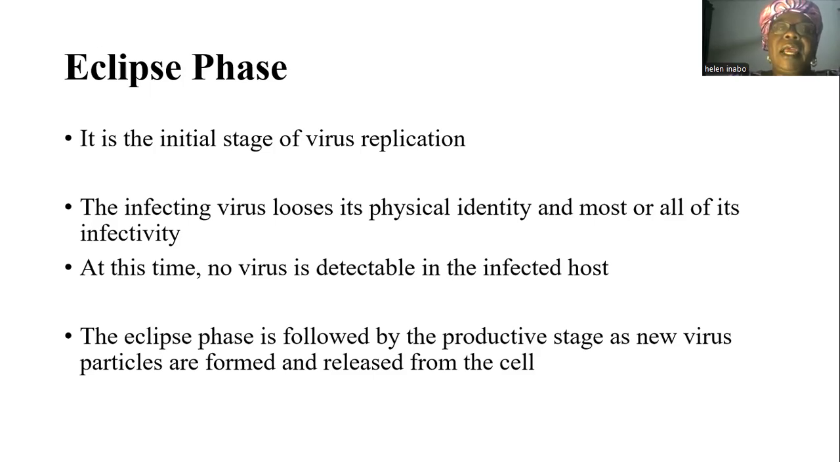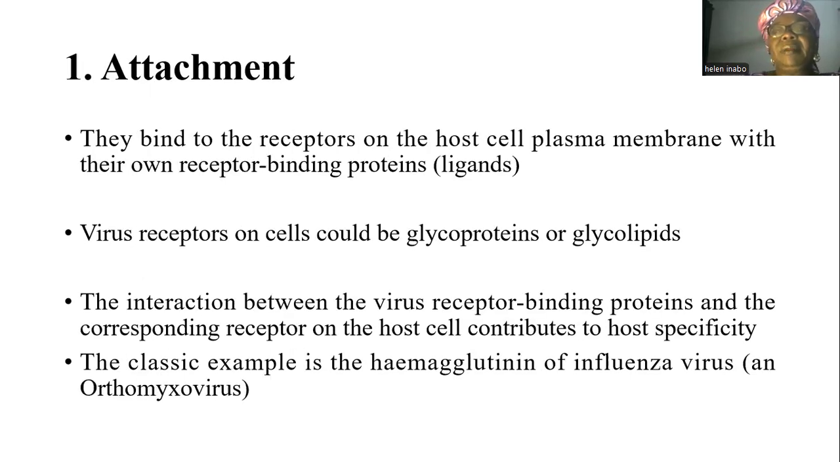There is an eclipse phase. It is usually the initial stage of virus replication, where the infecting virus loses its physical identity and most or all of its infectivity. During this phase, no virus is detectable in the infected host, and the eclipse phase is followed by the productive stage as new virus particles or virions are formed and released from the cell.